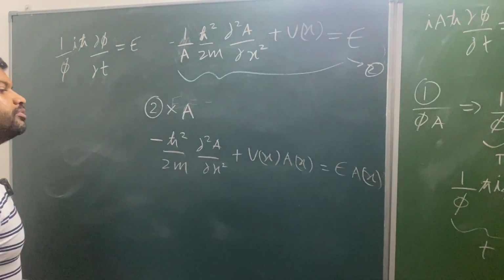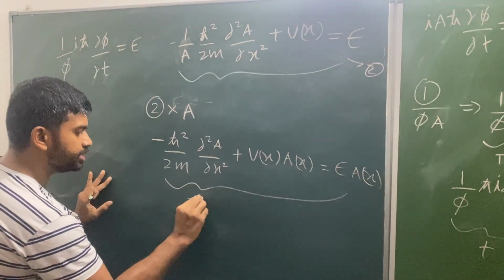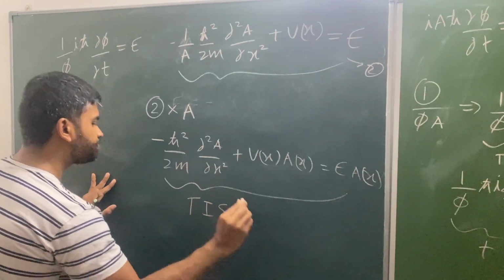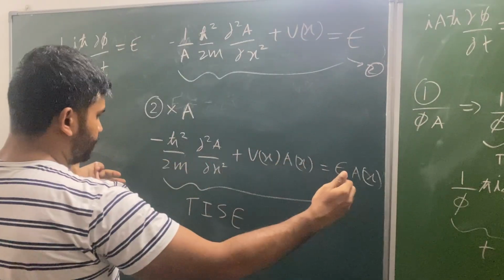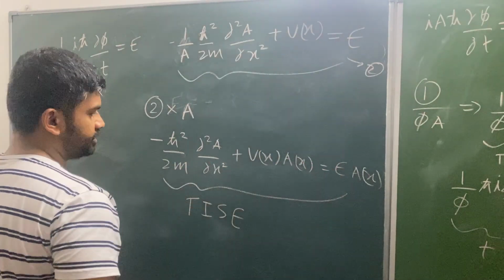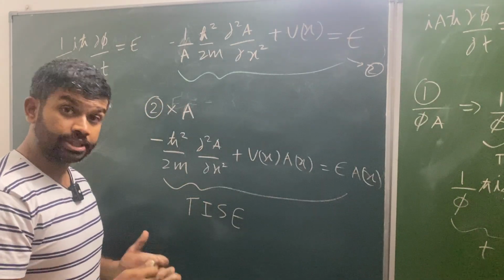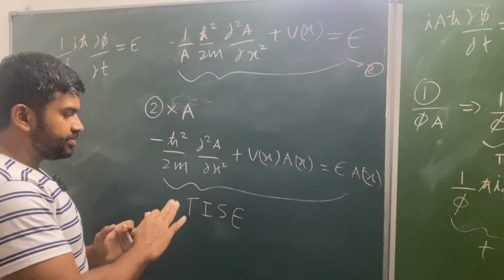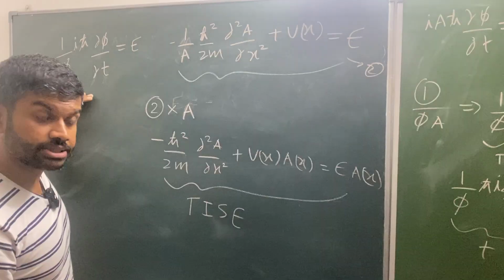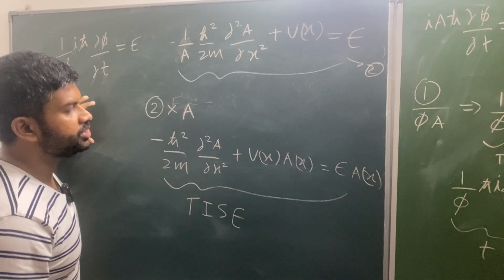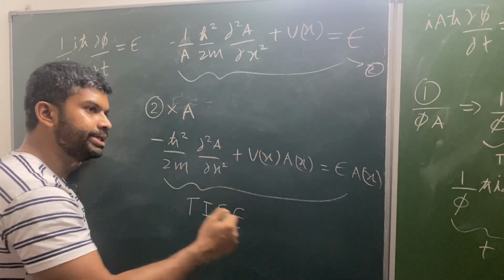Guys, this is what we call the time independent Schrödinger's equation, TISE. Here we have already got rid of the time dependence. So this is a particular equation that doesn't depend on time, right? We have filtered out the time section, but the time part is still on the other side. Mostly we use the time independent Schrödinger's equation to find the energy eigenstates.